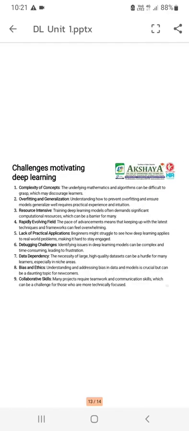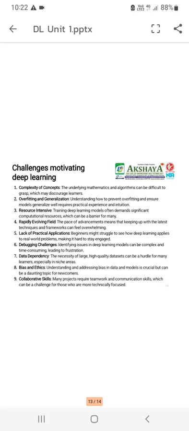And the challenges that are motivating this deep learning are: complexity of the concepts, overfitting and generalization, resource intensiveness, rapid evolvement in the field, lack of practical applications that exist, debugging challenges, data dependency, bias and ethics, and collaborative skills that are needed. These nine are the main challenges that motivated us to move towards deep learning from machine learning.